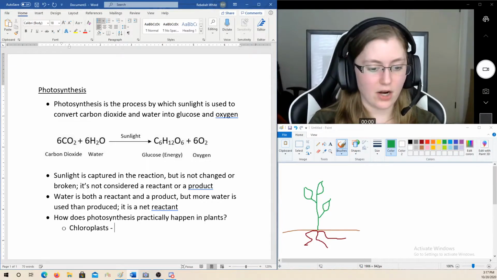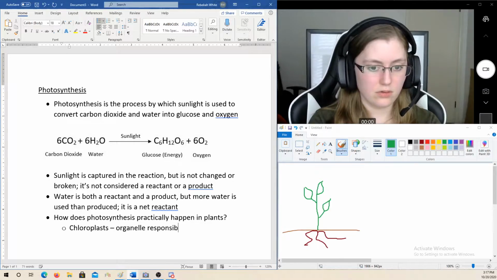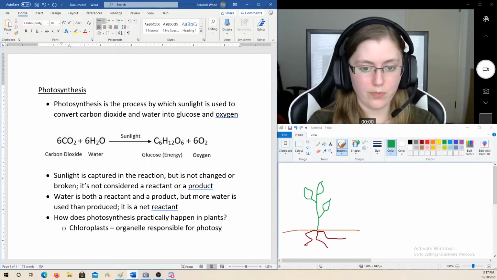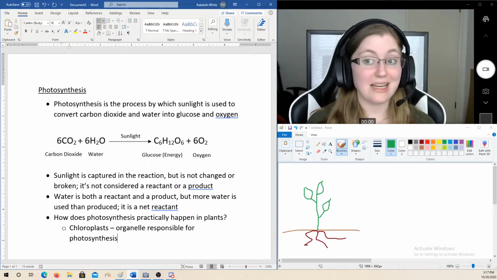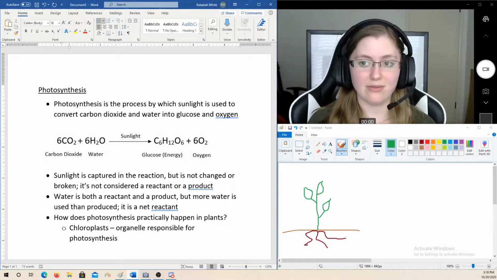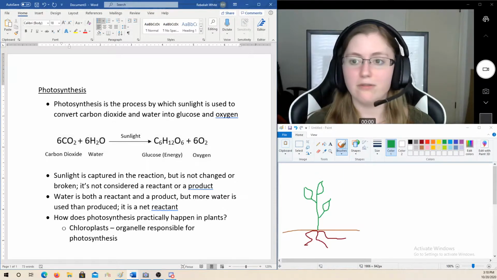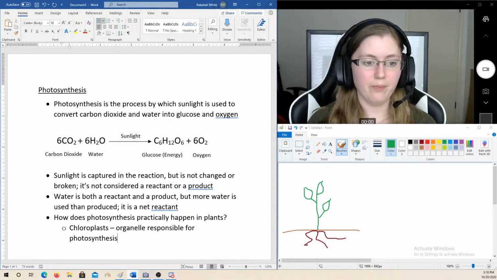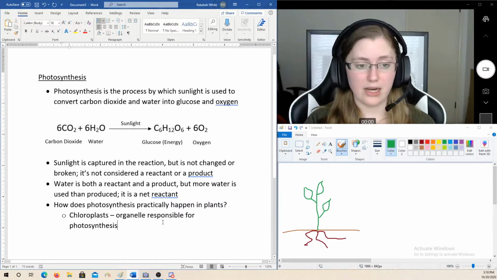So chloroplasts are the organelle responsible for photosynthesis. And they are most often found in stems and leaves. In trees, they're not going to be found in the stems because they are woody stemmed plants, but you'll see them in stems of herbaceous plants, like grasses or flowering plants that you might see in a garden. So any of the green tissue is going to contain chloroplasts, and those are going to be photosynthetically active.